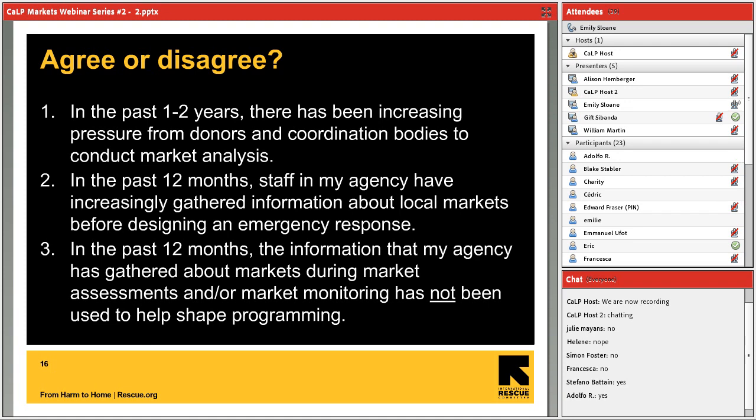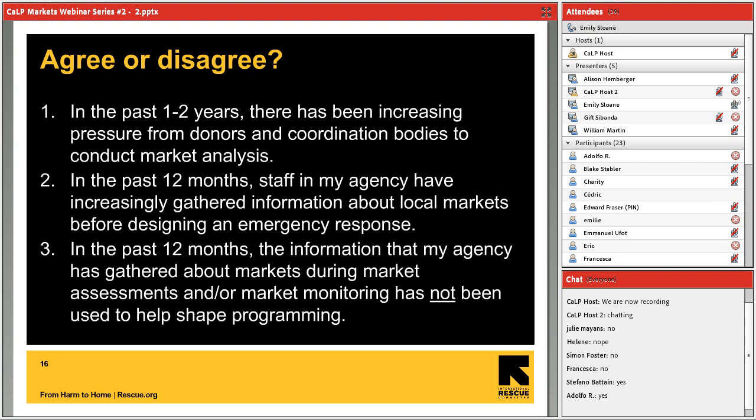In the past 12 months, the information that my agency has gathered about markets during market assessments and or market monitoring has not been used to help shape programming. So we're doing market analysis, we're gathering market information, but we're not actually using it to help shape programming. Okay, so I'm seeing a mixture there, but mostly disagree, I would say.